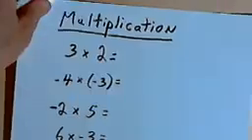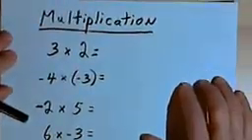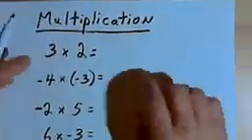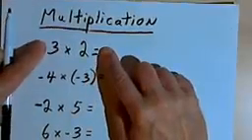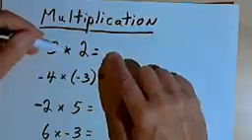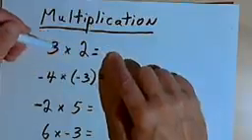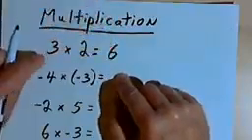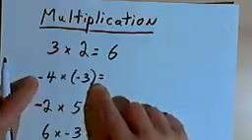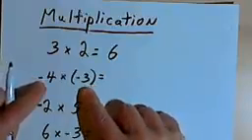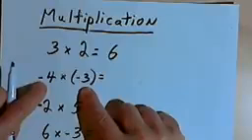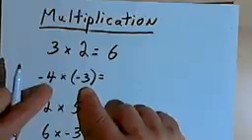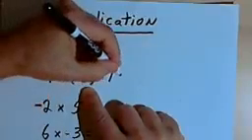Okay, now we're ready for multiplication. Multiplication has different rules than addition and subtraction. If both the signs are the same, the product of multiplication will be positive. So if I have 3 times 2, both of those are positive numbers. So 3 times 2 is 6. Then I've got negative 4 times negative 3. If both the signs are the same, and they are, they're both negative, the product will be positive. So this is going to be positive, and it's going to be 4 times 3, which is 12.